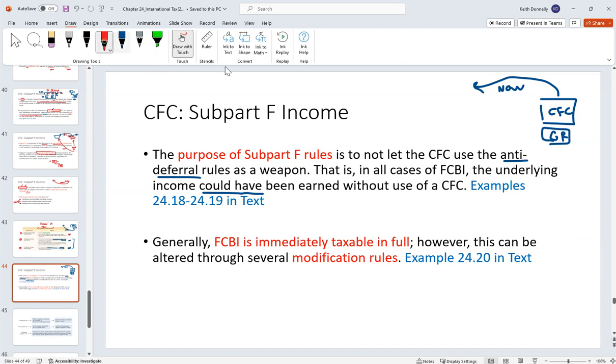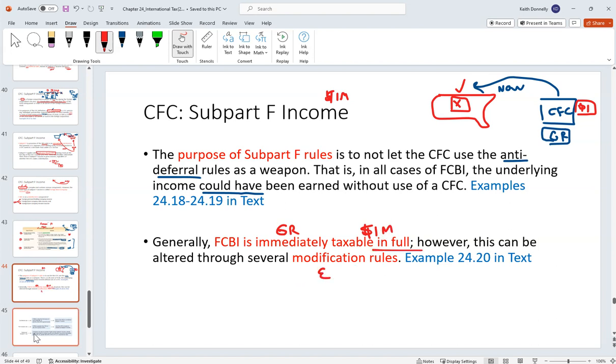In other words, in all cases of FBCI, the underlying income could have been earned without use of a CFC. Look, you have $1 million of income right over here from the CFC, that passive income. There is no reason why you could not have just bought the stock or the bonds here through the parent company, right? We're not going to let you sit on this passive income over here that you could have earned in the US. We're not going to let you use the deferral rule against us. So we're going to make it taxable now, right? And when we talk about, you have $1 million of income, the general rule is that all $1 million is taxable in full.